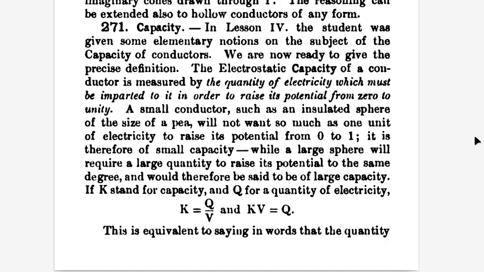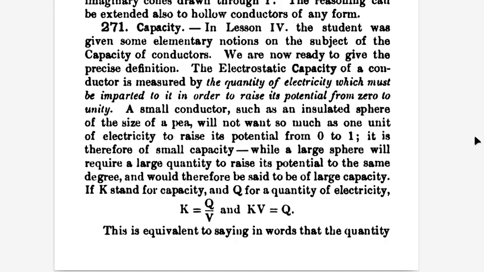A small conductor, such as an insulated sphere of the size of a pea, will not want so much as 1 unit of electricity to raise its potential from 0 to 1. It is therefore of small capacity, while a large sphere will require a large quantity to raise its potential to the same degree, and would therefore be said to be of large capacity.